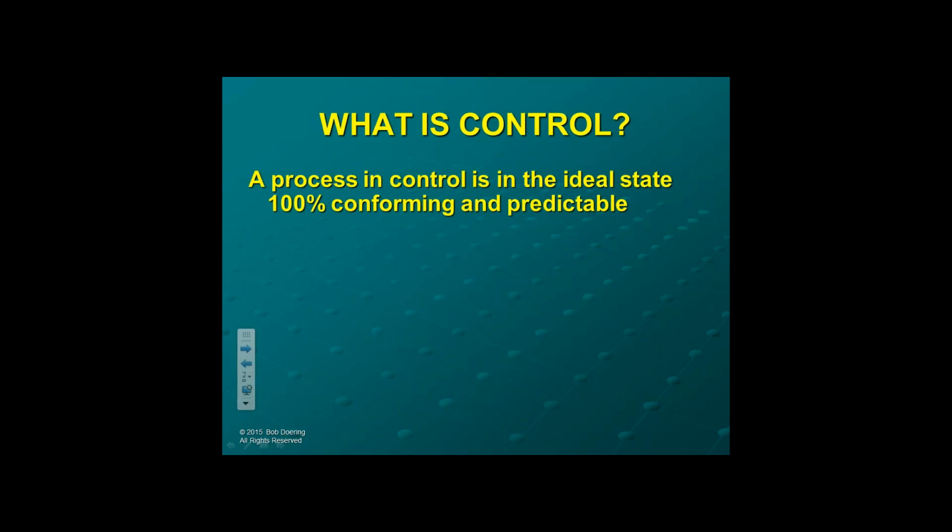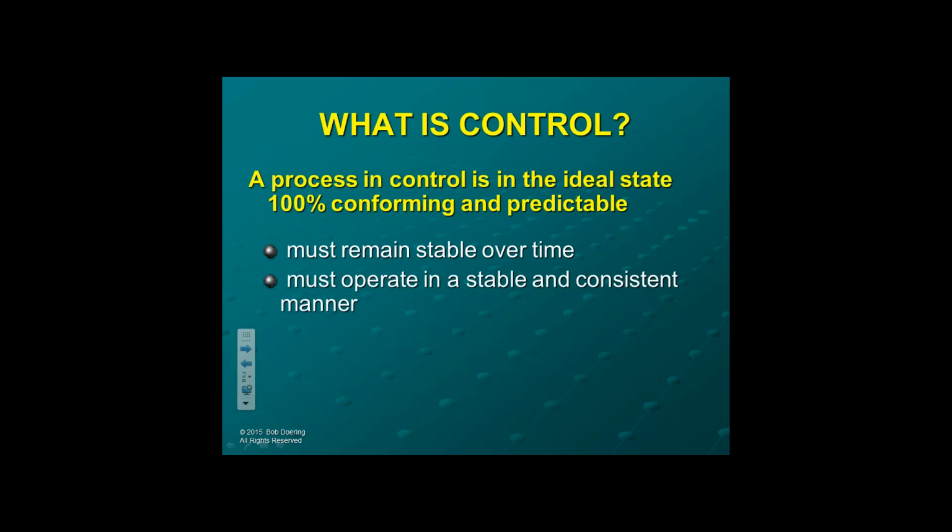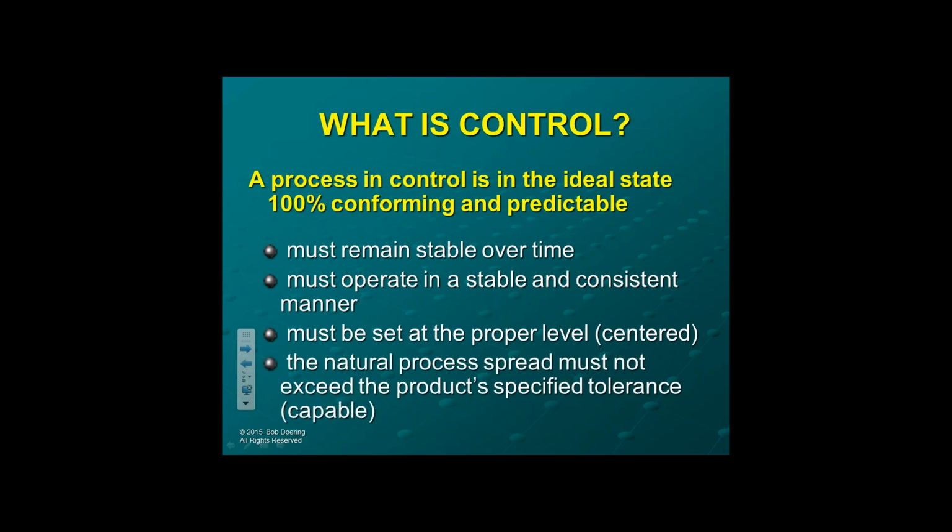What's control? A process in control is in the ideal state of 100% conforming and predictable. It must remain stable over time, must operate in a stable and consistent manner, must be set at the proper level, that is somewhere in between the specifications in order to be capable.